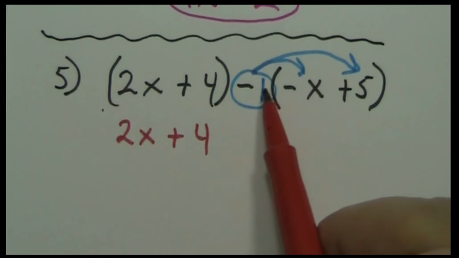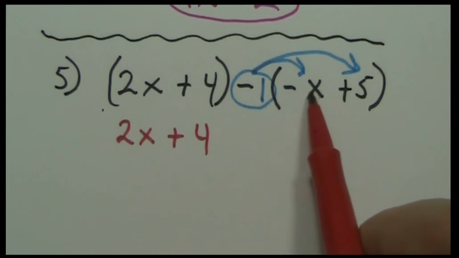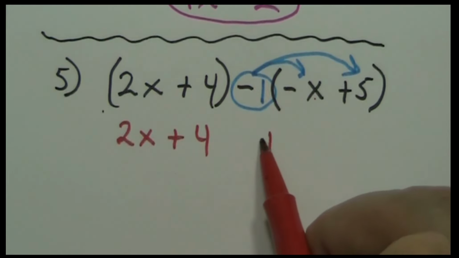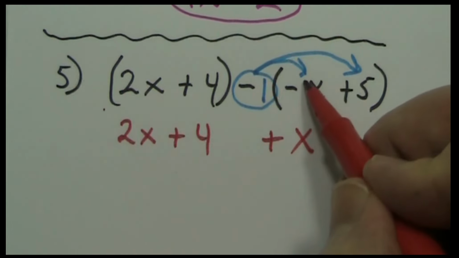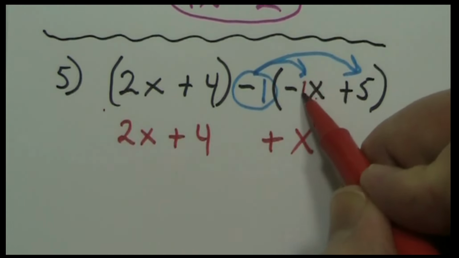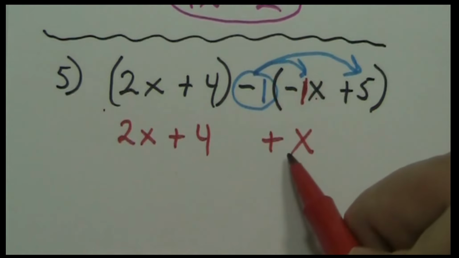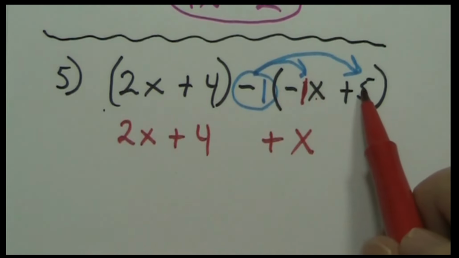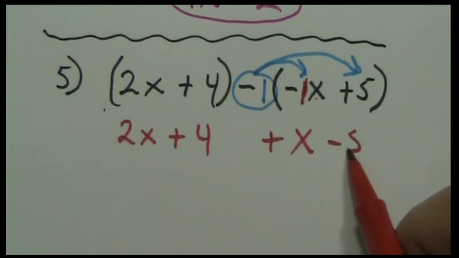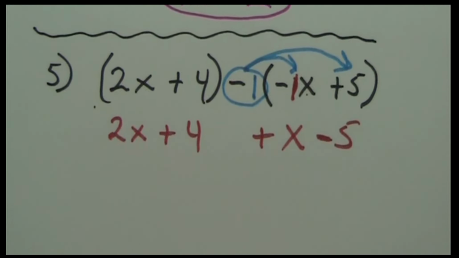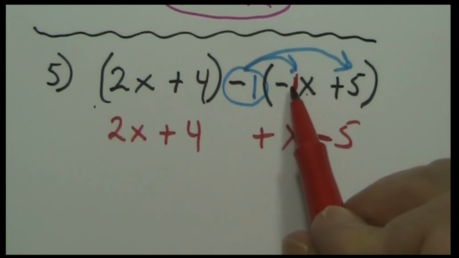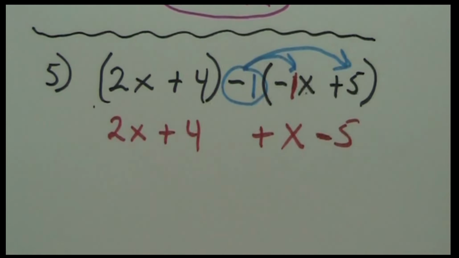So this is no longer a negative x. When I multiply this, it's no longer a negative x. It's going to be a positive x plus 1x, actually. You can put a 1 there if you want to. You don't have to draw a 1. And then this is not positive 5, but it's negative 5 or minus 5. That's the power of negative 1. It changes the sign. All right, now I combine like terms.